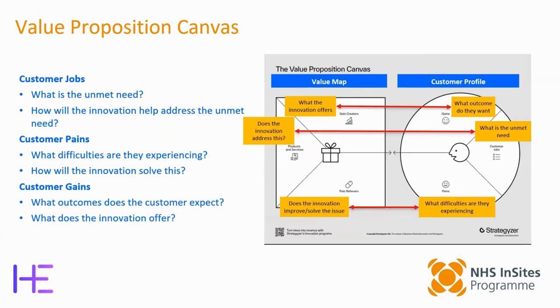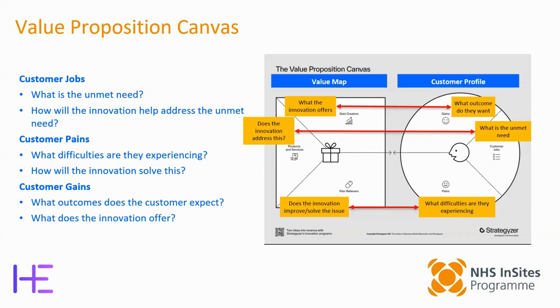So the value proposition canvas really encourages one to look at the three key elements of the customer profile, those being the jobs, the pains, and also the gains. The customer jobs are essentially the tasks that they are trying to complete or the outcomes that they are trying to achieve. The pains are the obstacles, frustrations, risks, or negative outcomes those customers are experiencing in trying to do those jobs. And the gains are the positive outcomes that they want.